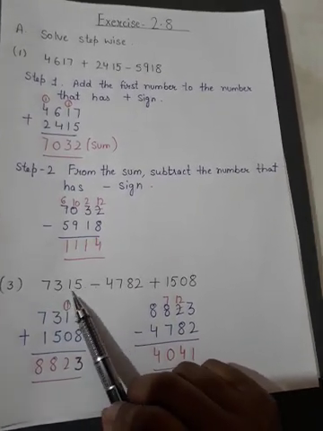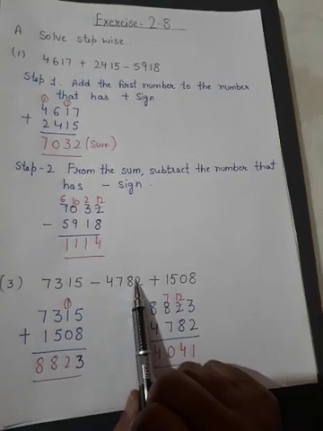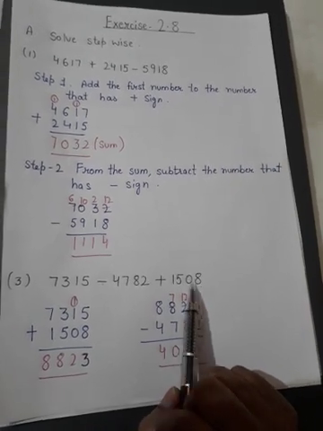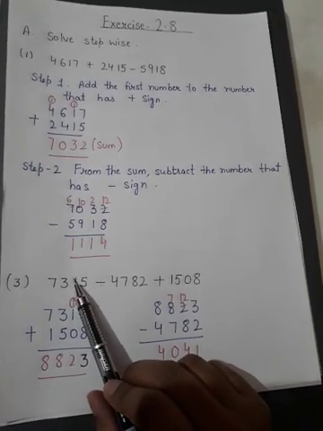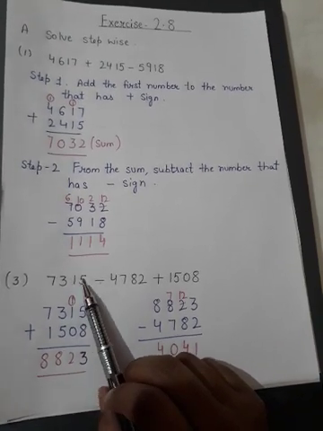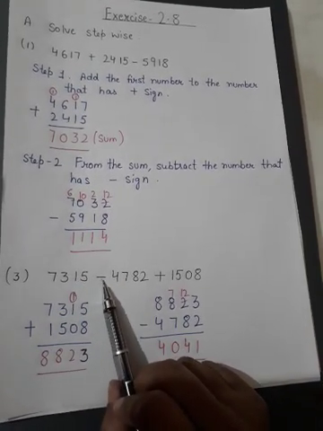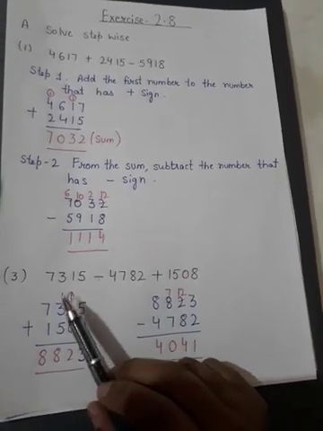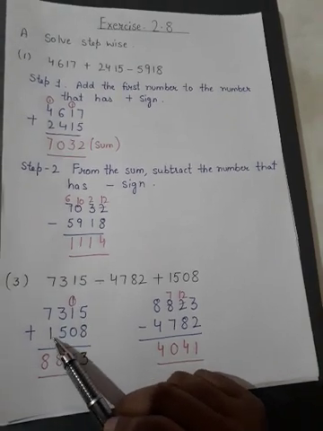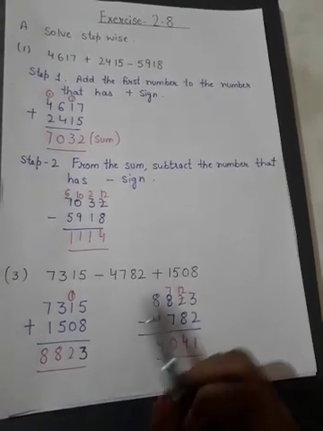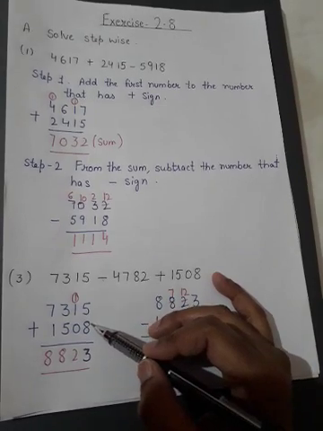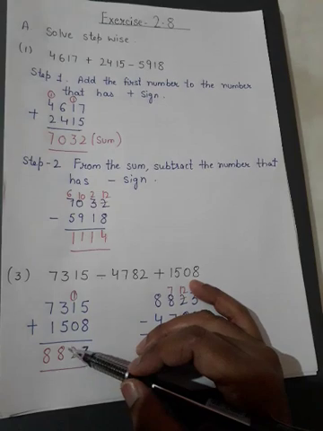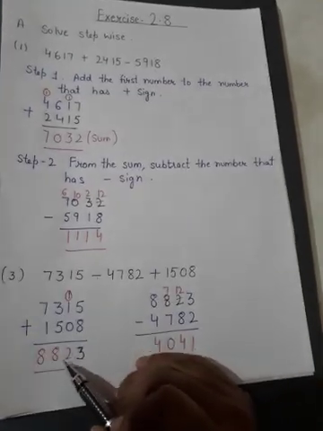Now the third part I am taking for you. This is 7315 minus 4782 plus 1508. So the first step is to add the first number to the number that has the plus sign. This number has the negative sign, the minus sign, so we will take this number, which has the plus sign. So add this number and this number. 7315 plus 1508. Addition: 5 plus 8 is 13, 3 here, 1 carry, 1 plus 1 is 2, plus 0 is 2. 3 and 5 is 8, 7 and 1 is 8. Now this is the sum, right?